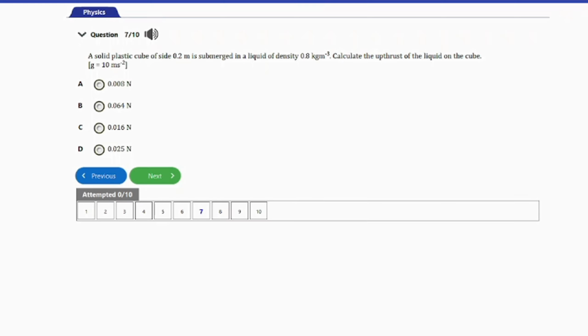So guys, question number 7 here says, a solid plastic cube of size 0.2 meters is submerged in a liquid of density 0.8 kilogram per meter cube. Calculate the upthrust of the liquid on the cube. So guys, this is a simple one. We are going to recall that for this, the upthrust is going to be the weight of the fluid displaced. But then, in order for us to do this, we have to work with the parameters we have.